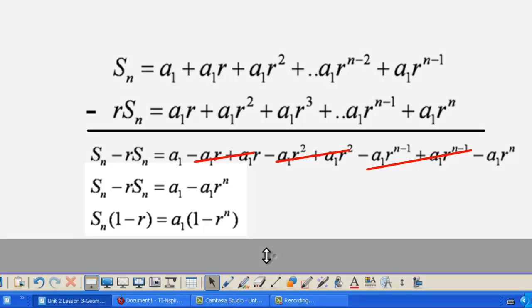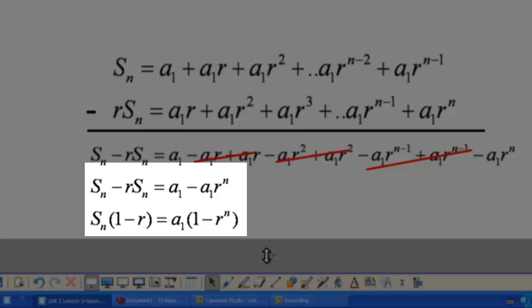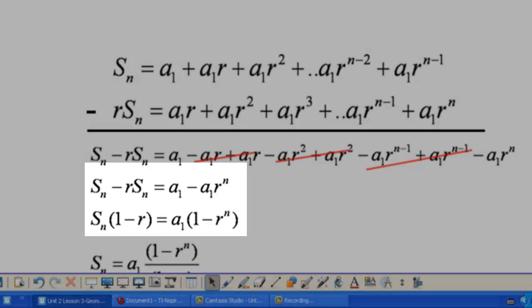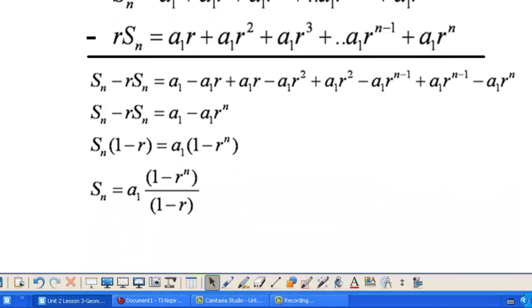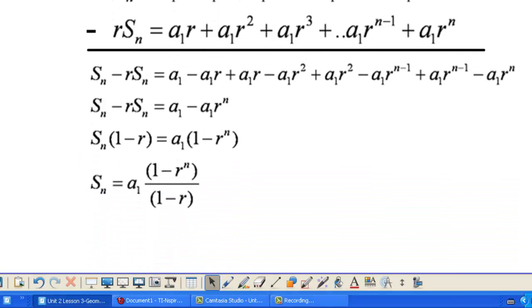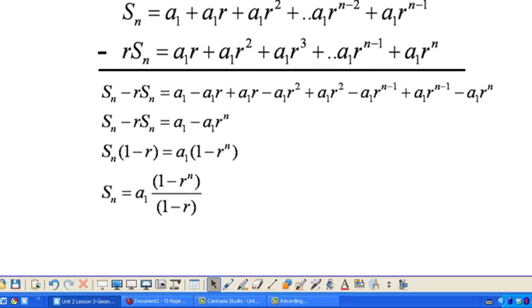So on the left, I factored out an S sub n, and on the right, I factored out the first term. When I divide both sides by 1 minus r, then I yield the formula for the sum of a geometric sequence, or if you have to do a partial sum, the first term times the numerator 1 minus r to the n over 1 minus r.